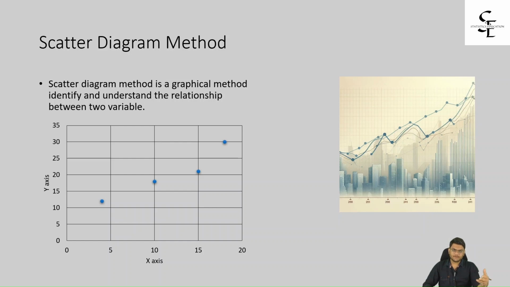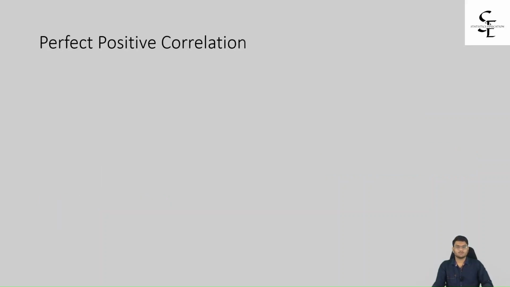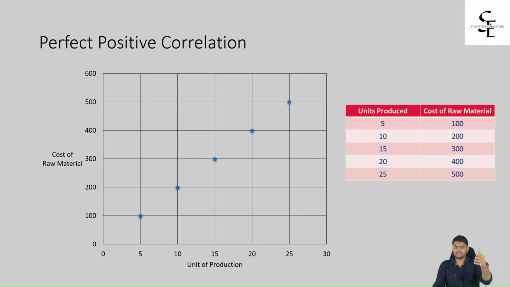Now let's dive deeper by learning about the types of scatter diagram method. There are total 5 types of scatter diagrams and each of them represents different kind of relationship. So let's look at each of them one by one. The first one is perfect positive correlation.